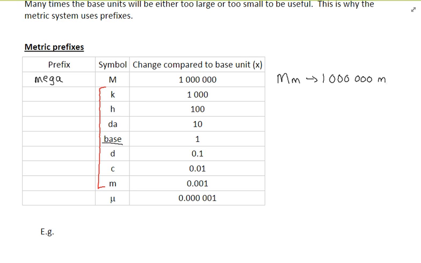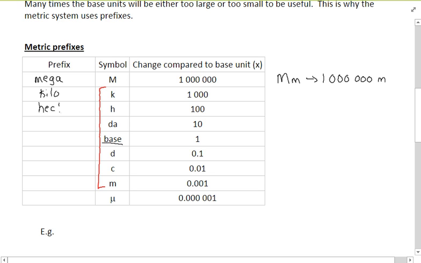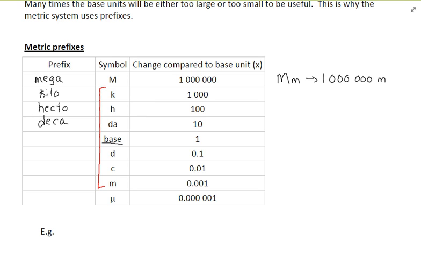Now we get into the ones that we're a little bit more used to. K, as most of you would remember, the prefix is kilo. Kilo means 1,000 times whatever that base is. H, hecto. You now have 100 times more than whatever base unit you started with. Hectograms, hectoliters. DA is deca. Deca is 10 times the base unit. Now the base unit doesn't have any prefix, so that's why there isn't anything there. Base unit is a starting point.